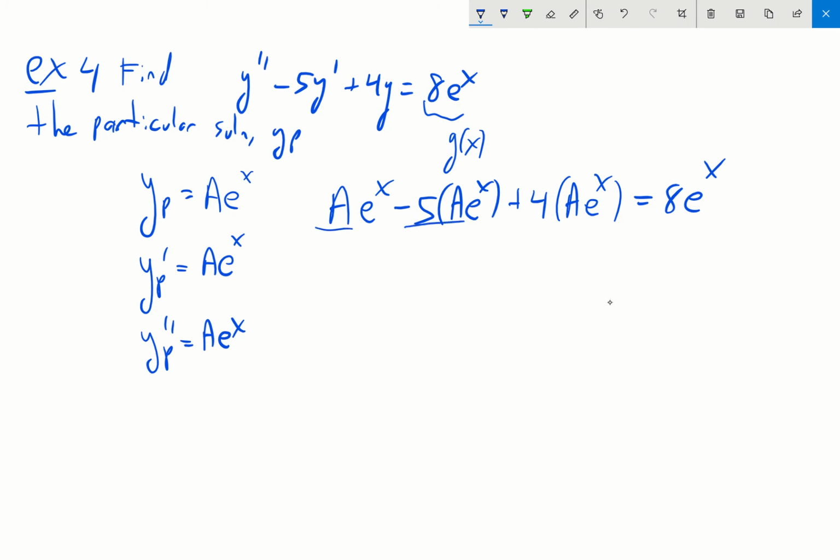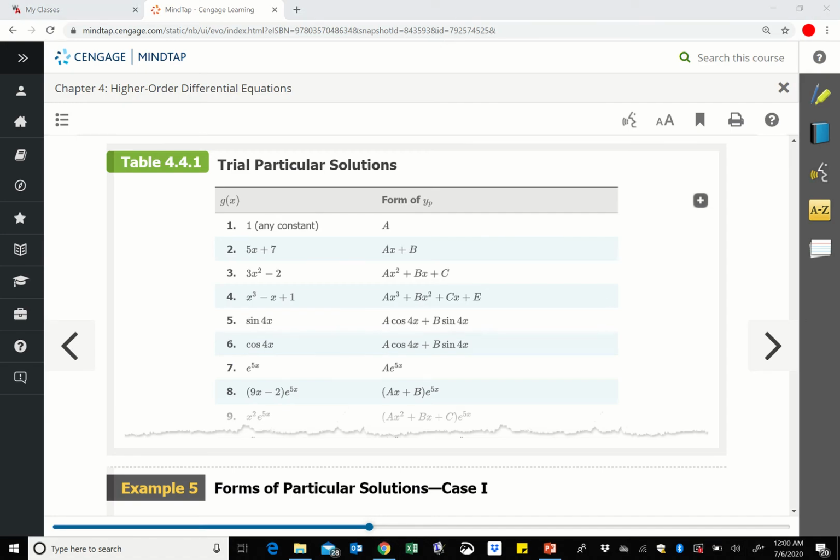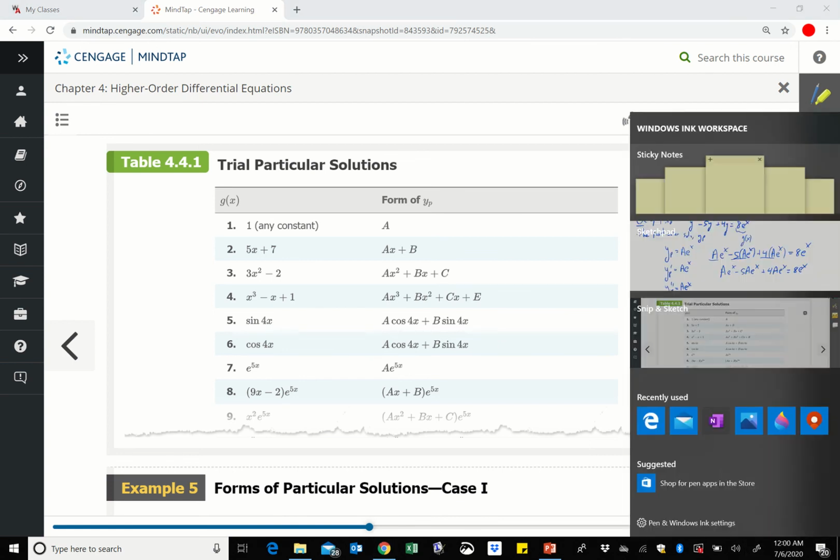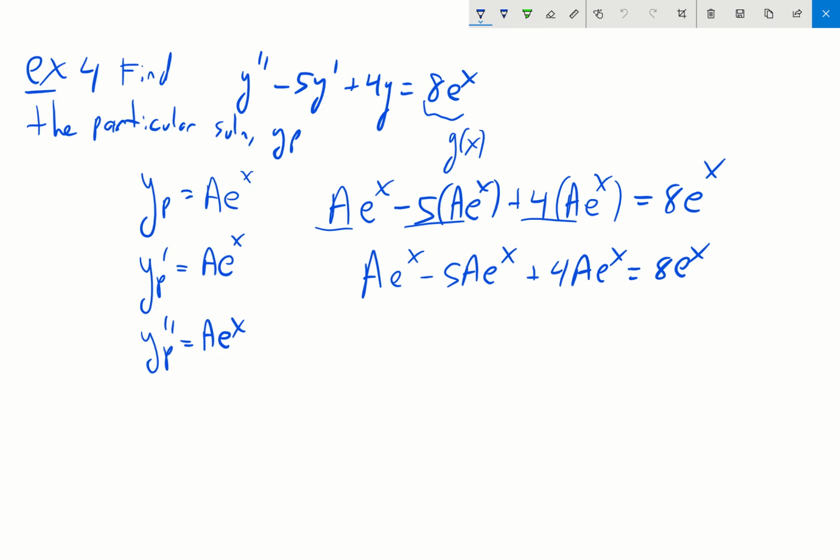A minus 5a plus 4a, if we go ahead and combine those like terms, they actually all cancel out. And so what we end up with is, if I can write it, a contradiction. So a e to the x minus 5a e to the x would be negative 4a e to the x, and then the positive 4 e to the x, we get 0 equals 8 e to the x, which is a contradiction.